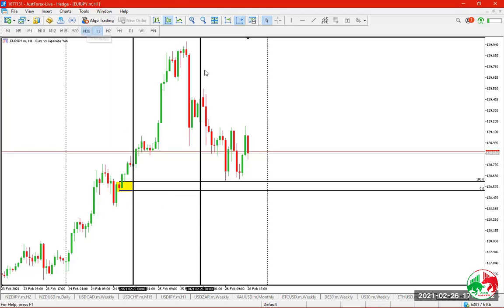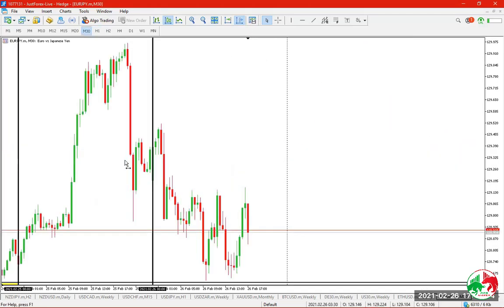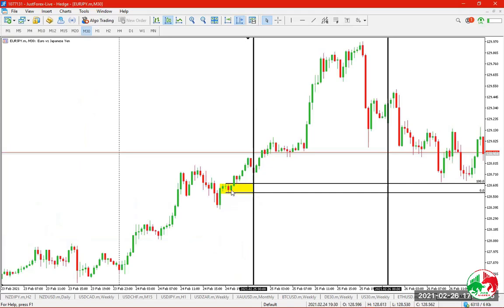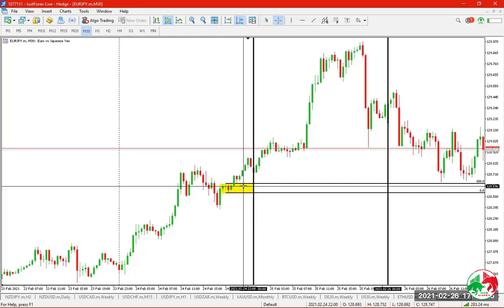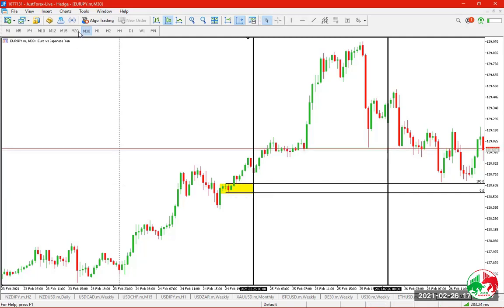Okay. So if I go on the M30, I would look for clean imbalances that happened within the 1 hour imbalance. I'm not interested in any imbalance that happened outside this zone. So you are looking for imbalances within this 1 hour zone. Okay. So as you can see, there was no clean imbalance on M30.